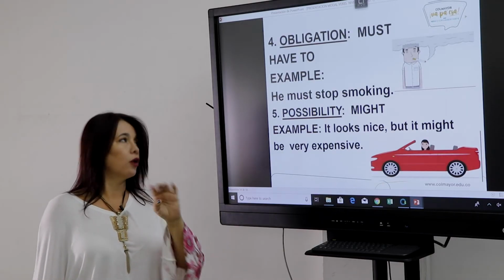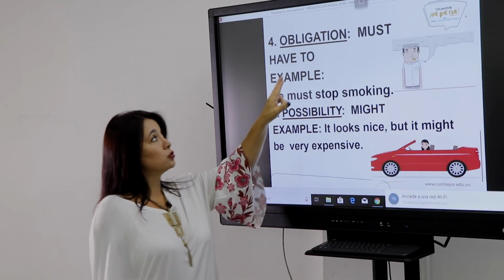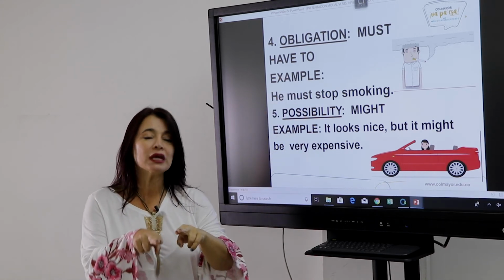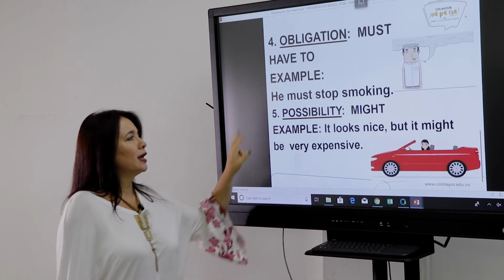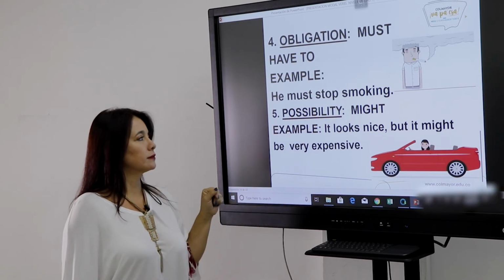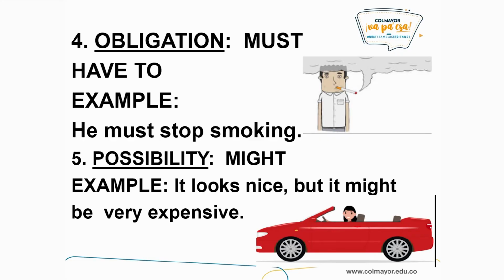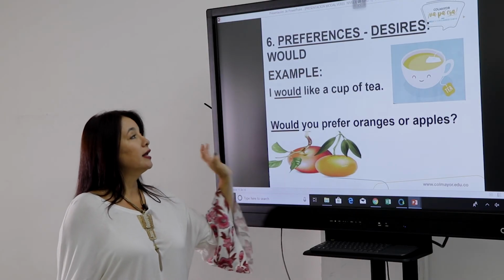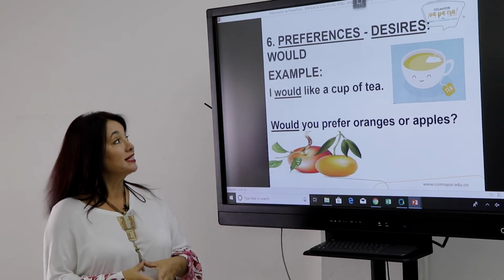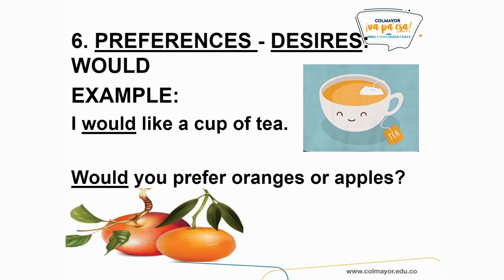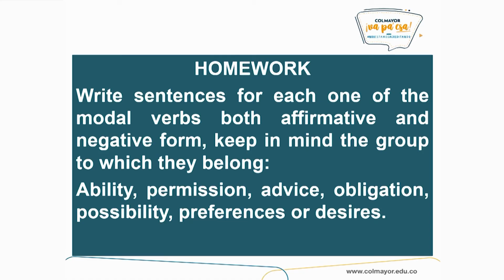Number 4, obligation. For obligation, use must, which has the same meaning as have to. For example, he must stop smoking. Aspect number 5, possibility with might. Example: it looks nice, but it might be very expensive. And number 6, preference and desires, for which you use would. Example: I would like a cup of coffee. Or, would you prefer orange or apples?